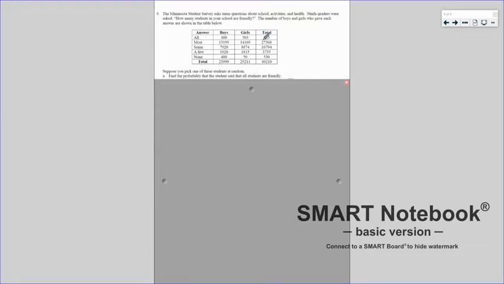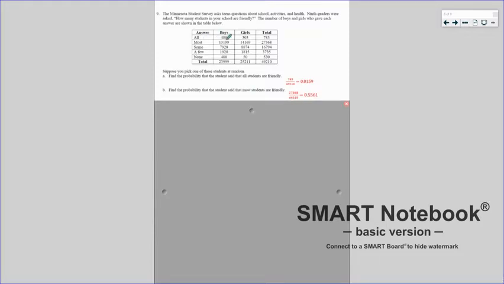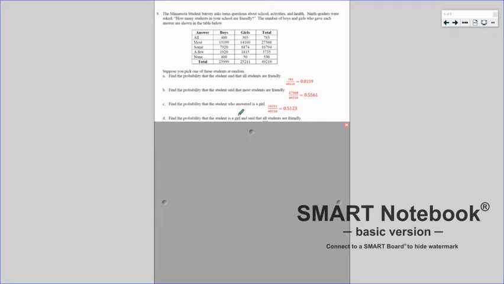So 783 out of 49,210. All are friendly. Part B, find the probability that the student said most are friendly. So most are friendly. So 27,368 over 49,210. Find the probability that the student who answered is a girl. So now we're looking at the column, 25,211 out of 49,210.